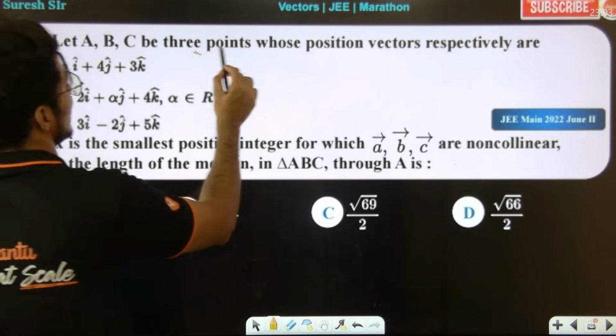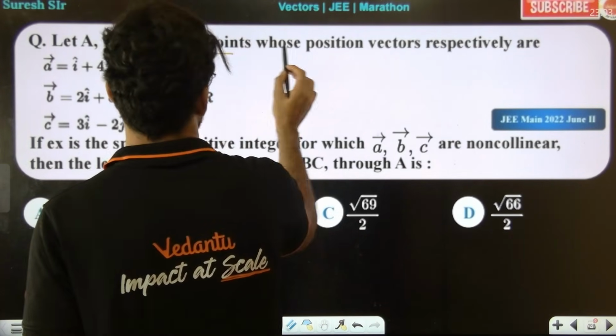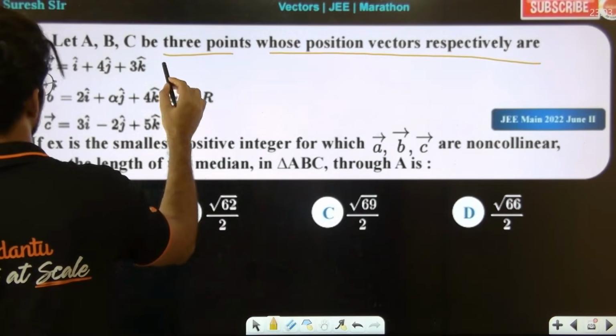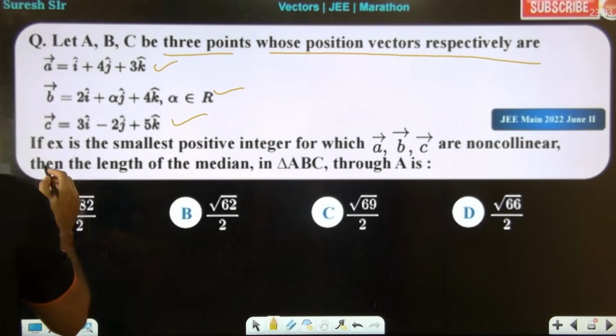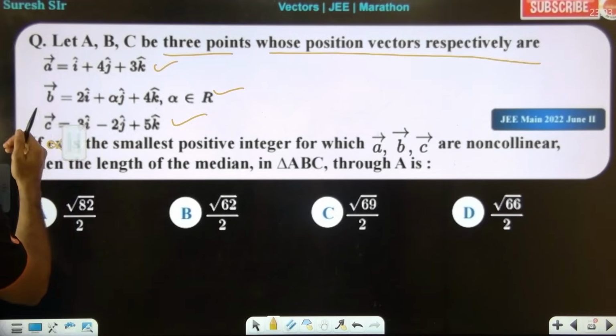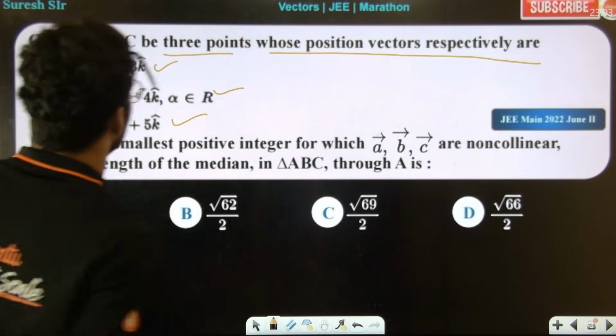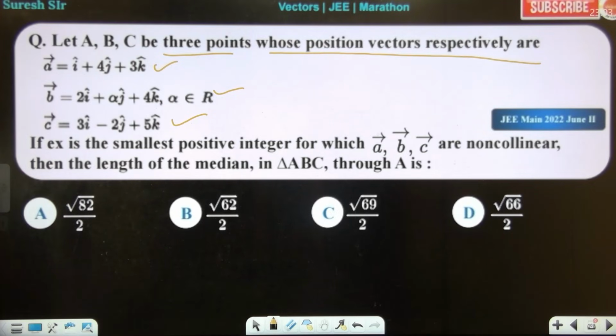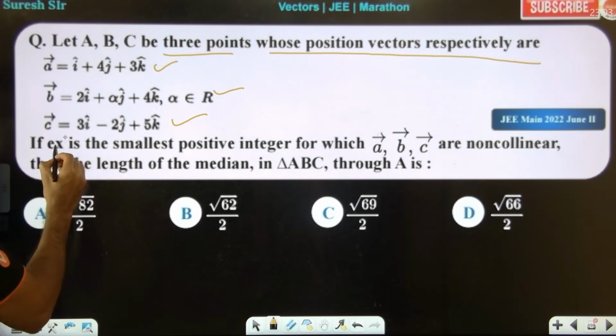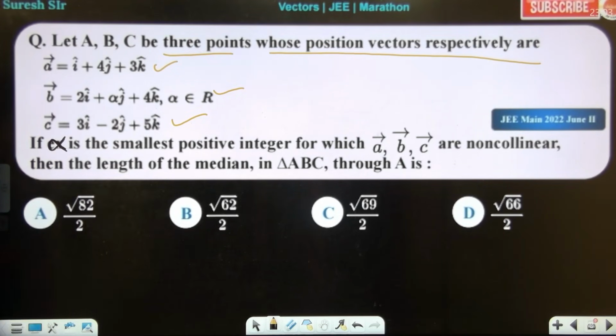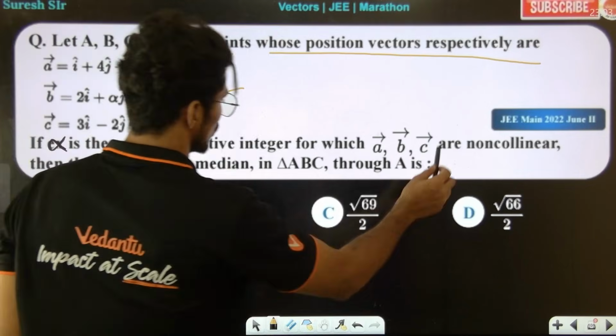Let A, B, C be 3 points whose position vectors respectively are these. Let alpha be the smallest positive integer for which A, B, C are collinear. The length of the median of triangle ABC through A is dash.